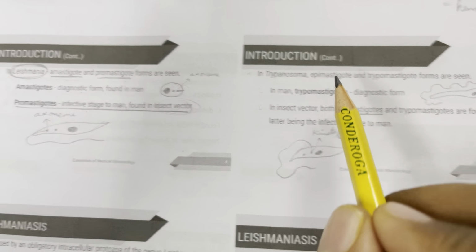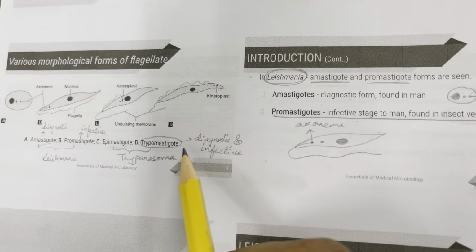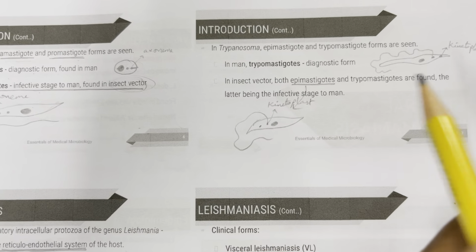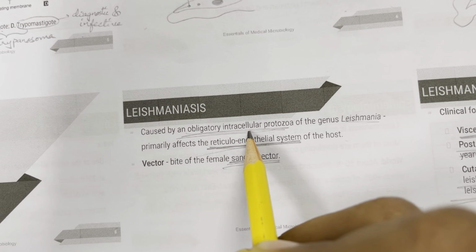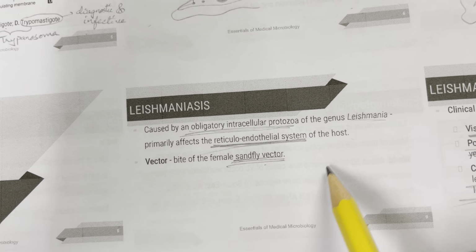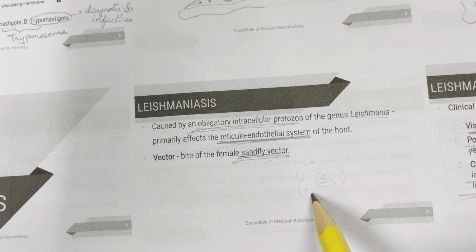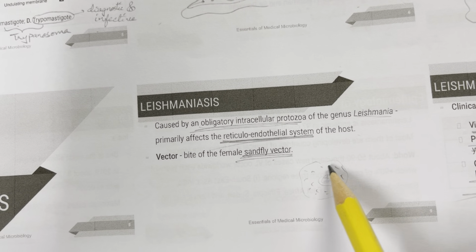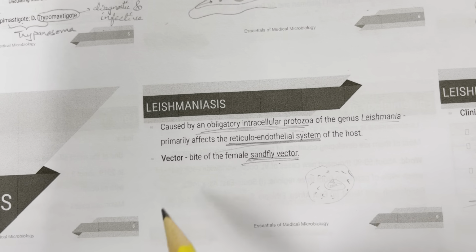In trypanosoma, you see the next two stages, epimastigote and trypomastigote. Trypomastigote is both the diagnostic and the infective stage, but epimastigotes are also found in the insect vector. Moving on to leishmaniasis, it is caused by an obligatory intracellular protozoa of the genus Leishmania. It is intracellular because it enters into the macrophages, and you can see several spots in the macrophages which are diagnostic. You can see amastigote spots. That is why you know it is obligatory intracellular.